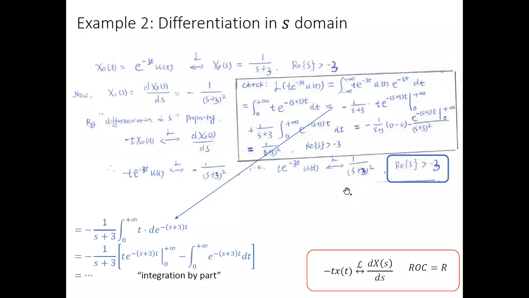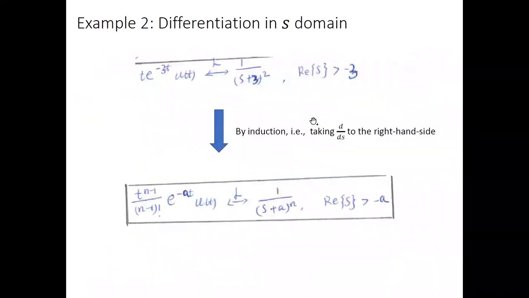Again, when you are doing your homework or exam, you can choose either method. You can either use the property or you can use the definition, whichever is convenient for yourself. And if you look at the result, sorry for this slide, it should not appear here. If you look at the result from the last example, t times exponential signal times u of t, the Laplace transform is 1 divided by s plus 3 squared.